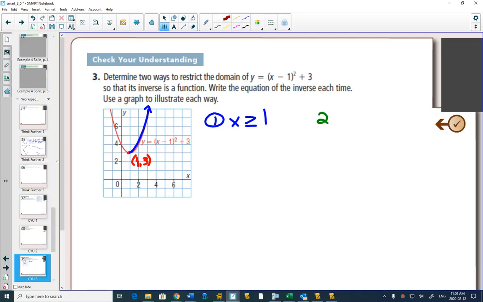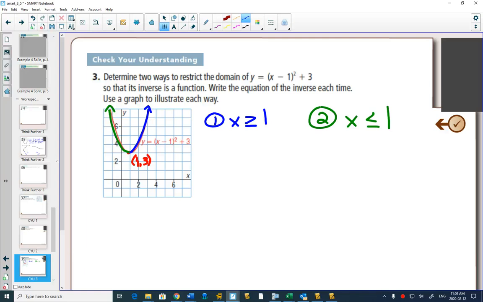Or I could take the other half. I'll draw it in green. Can you see that you could have taken this other half of the parabola? How would I write that domain? That's when x is less than or equal to 1. That would be a second way that I could restrict the domain. If I just had the green part, it would pass the horizontal line test. So the question says, determine 2 ways to restrict the domain so its inverse is a function. Well, we've done that. We can take the vertex and do x is bigger than that and x is less than that. Basically cut your parabola in half.